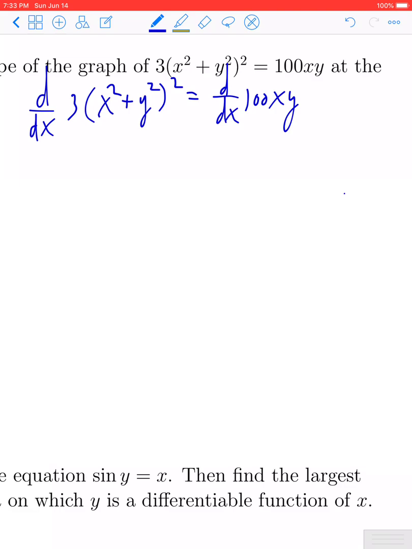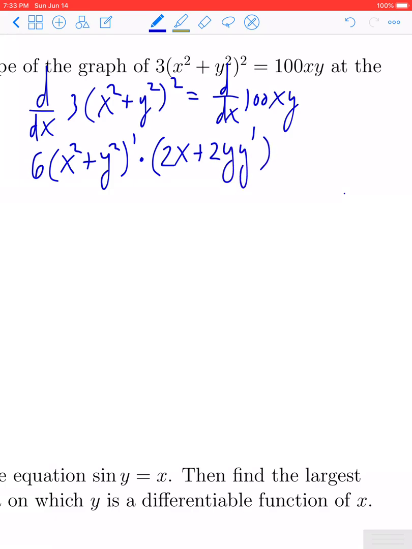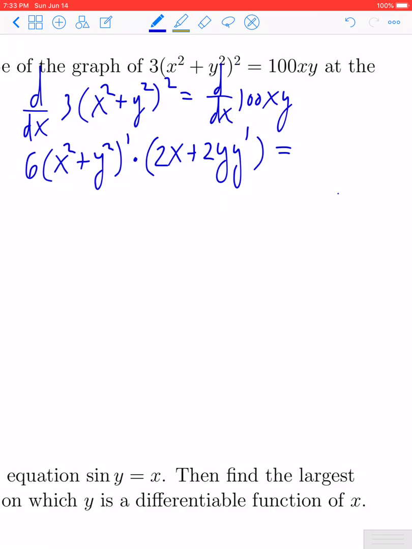On the left-hand side, this is going to be a composition of functions. The outermost function is the squaring function, so I'm going to bring the power down. 3 times 2 is 6. Leave the inside part alone. This is going to be x squared plus y squared. This reduces to the power 1. But now from the chain rule, we need to multiply by the derivative of the inside. The derivative of x squared is 2x, and the derivative of y squared is going to be a 2y prime. Okay. So that's the derivative of the left-hand side.